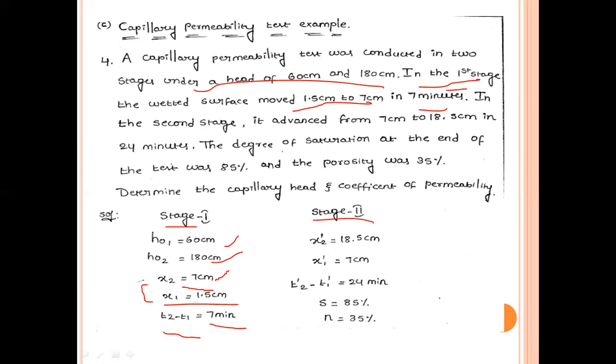And in stage 2, it advanced from 7 centimeters to 18.5 centimeters. So x1 dash is 7 centimeters, x2 dash is 18.5 centimeters. Next, the time interval is 24 minutes: t2 dash minus t1 dash equals 24 minutes. And at the end of the test, the degree of saturation S equals 85% and the porosity n equals 35%.